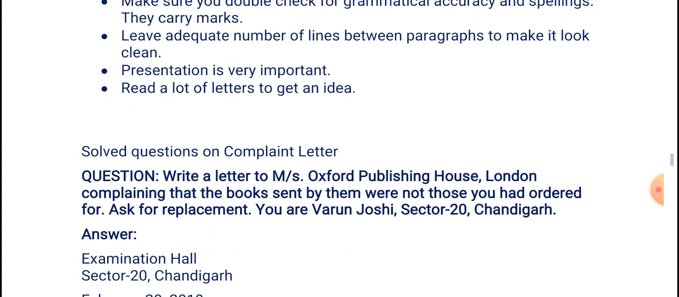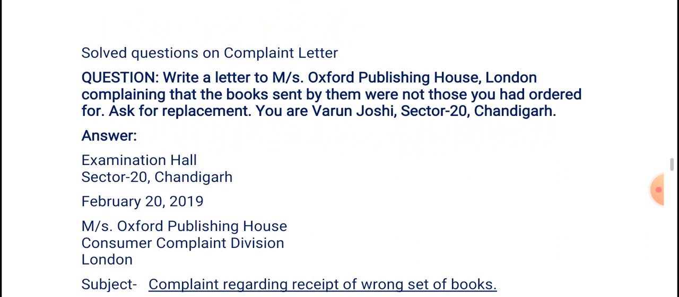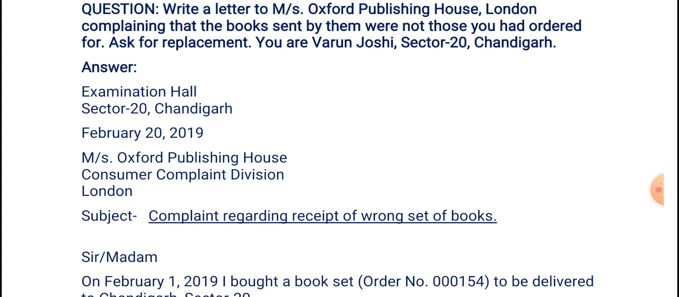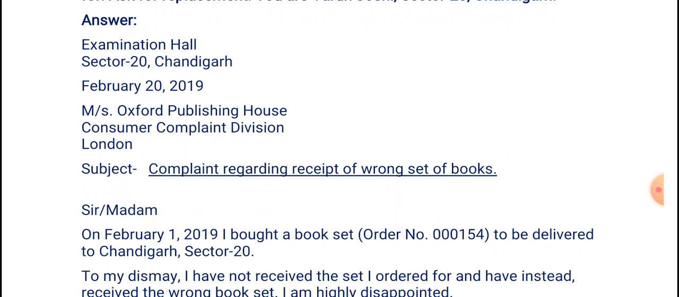Now see, there are certain solved questions on complaint letter. Question is there: write a letter to MS Oxford Publishing House, London, complaining that the books sent by them were not those you had ordered for. Ask for replacement. You are Varun Joshi, Sector 20, Chandigarh. So if you are in the examination hall, you can write this: examination hall, Sector 20, Chandigarh, February 20, and it should be written there. Then to whom you are writing, it should be clearly written.